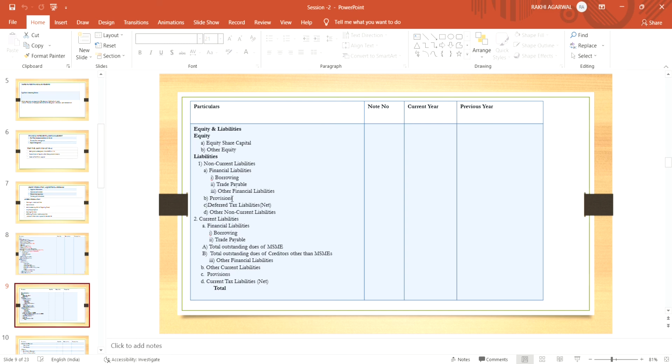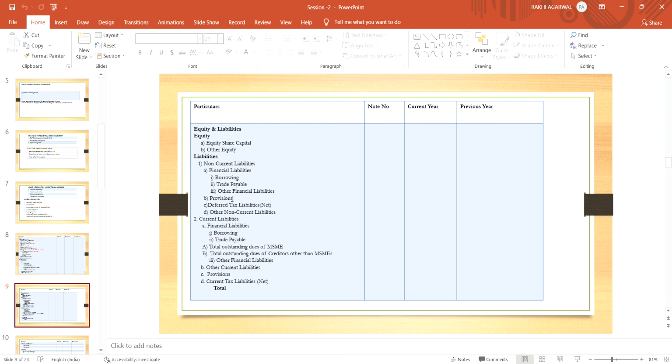Then comes liability. We will say equity and liability. Under equity, we will disclose equity share capital and other equity. What are the items we will disclose in other equity? That is reserves and surplus, securities premium, capital reserve, redemption reserve, revaluation reserve, debenture redemption reserve, any other reserve. All the reserves are to be included or disclosed under other equity. Then comes liability.